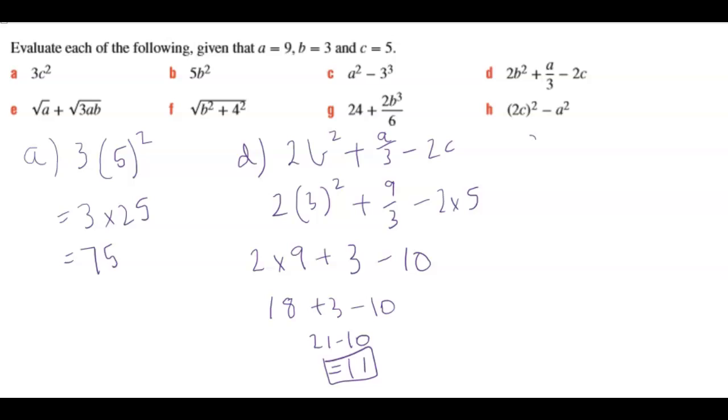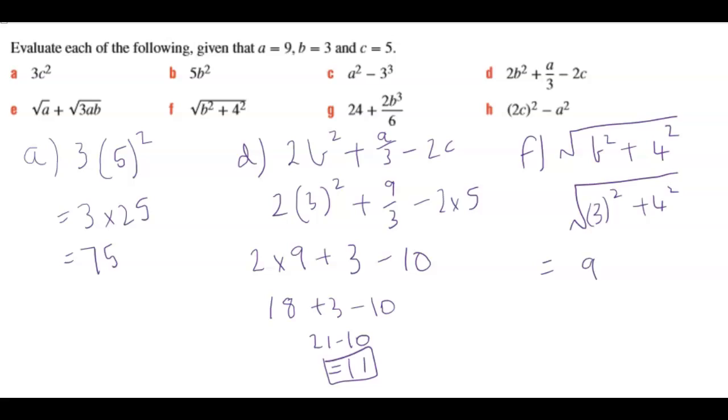All right, let's do a square root one. So let's do f. So this time we've got the square root of b squared plus 4 squared. So b in this case is 3. So we're going to have 3 squared plus 4 squared. Now when you do square roots, I always find it easier to do your square root sign at the end because sometimes you might do it too big or too small. Okay, so 3 squared is 9. 4 squared is 16. And then we've got 9 plus 16, which is 25. And then the square root of 25 is 5.